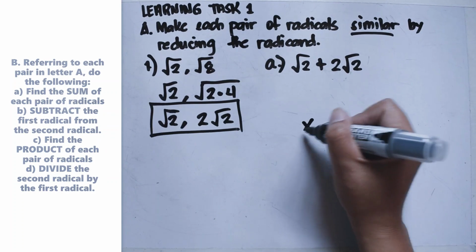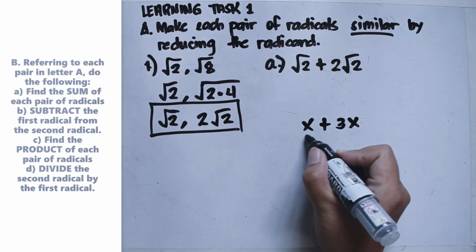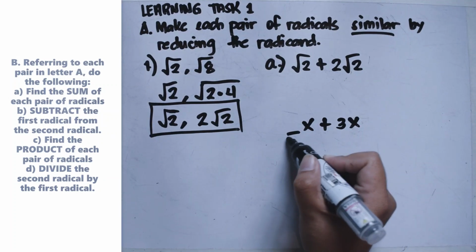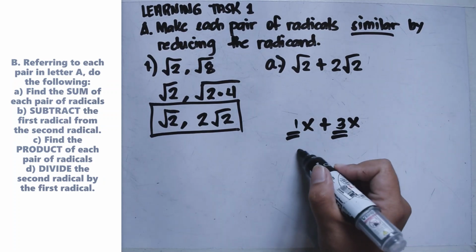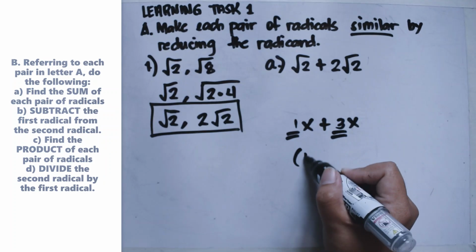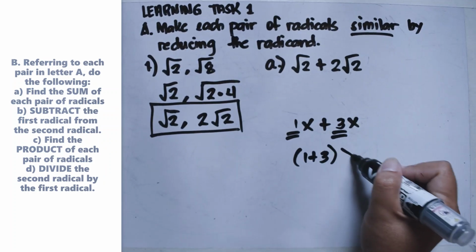For example, I have x plus 3x. Because they are similar, both have x as their variable, we just add the numerical coefficients. When nothing is written, it is automatically 1. So what do we do? We just add the numerical coefficients. So, we have 1 plus 3 and then just copy the same variable x.